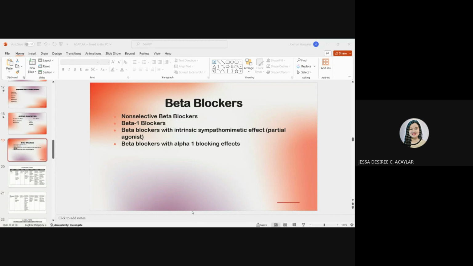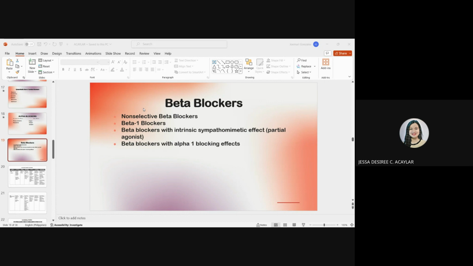Beta 1 blockers, site of action, beta 1 receptors. Mechanism of action is the selective beta 1 blockade. Effects, it prevents sympathetic cardiac stimulation. So, if it will prevent the sympathetic cardiac stimulation, it may result to lower heart rate and BP. Clinical applications, angina pectoris, hypertension, arrhythmias, and glaucoma. Toxicities or interaction, it may cause bradycardia, fatigue, vivid dreams, and cold hands.